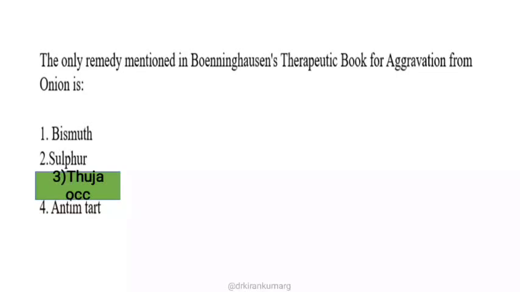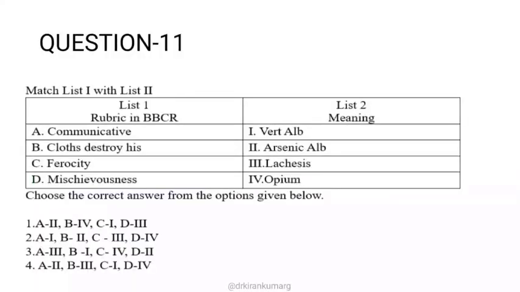Moving on to the next question. The only remedy mentioned in Boenninghausen's Therapeutic Pocket Book for onion aggravation. Okay, so Thuja occidentalis. Moving on to the next question. Again, this is a match the following question based on the BBCR. Here, in list 1 they have mentioned the rubric in BBCR, and in list 2 they have mentioned the meaning. Okay, let's see what it is exactly. These are rubrics from the mind chapter of BBCR, and all 4 rubrics are single drug rubrics.